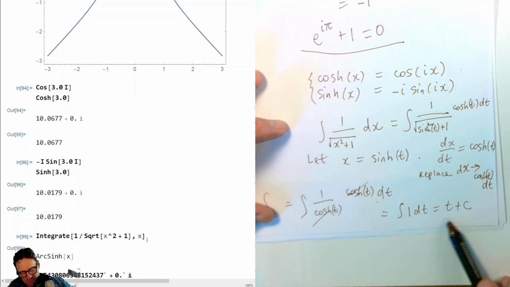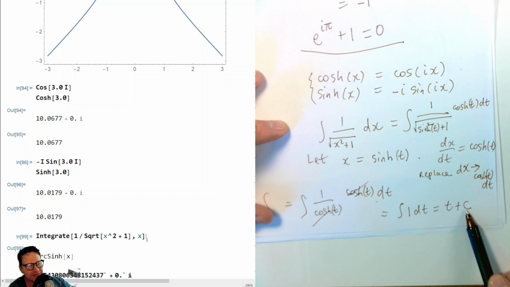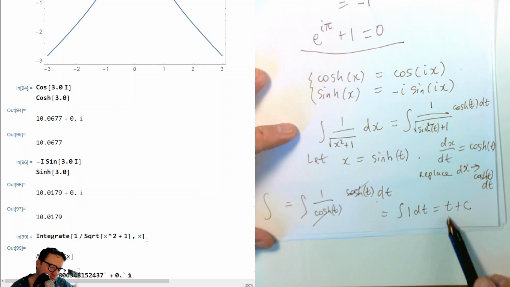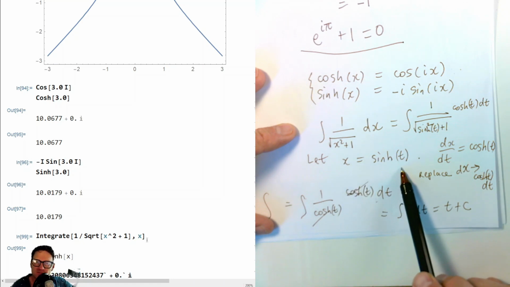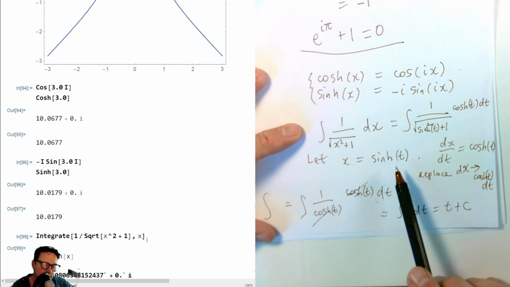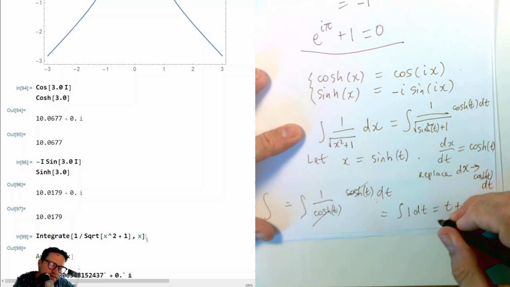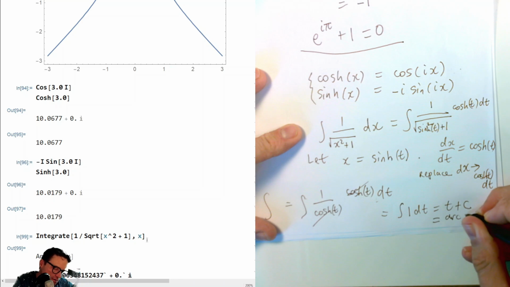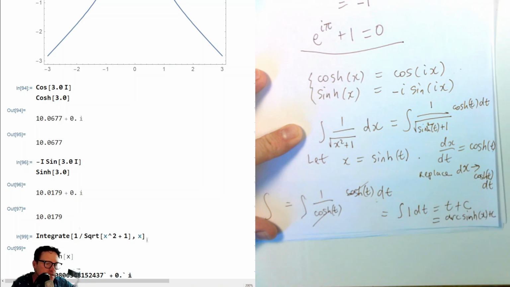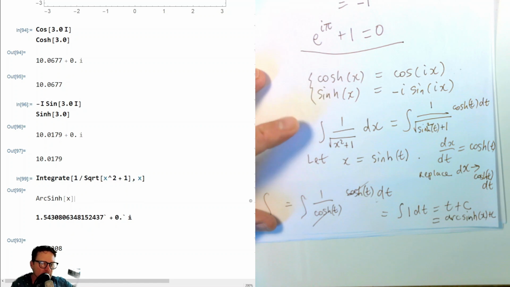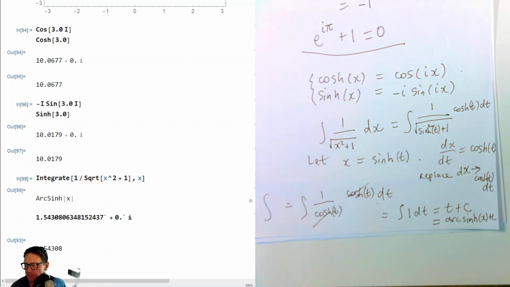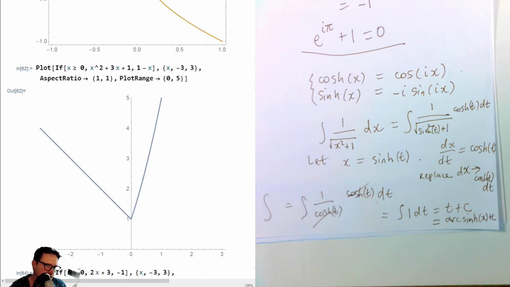So to express this in terms of x, we need the inverse function of the sinh function, because we have x equals sinh of t. So applying the inverse function to both sides, we have t is arcsinh, or the inverse function of the sinh function. So arcsinh of x plus c, exactly like what Mathematica gave me here. Okay, but this brings me to discuss inverse functions with you really briefly. So I'll scroll up to where I talked about this earlier with someone else.